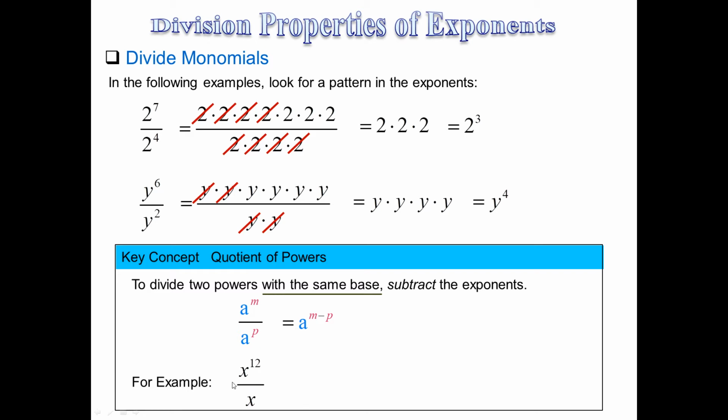A more concrete example: if we have x to the 12th and we are dividing by x, we would just take 1 x away, or we keep the base and subtract the exponents, 12 minus 1. It's always top minus bottom, and we end up with x to the 11th power. So the quotient rule says we subtract the exponents.